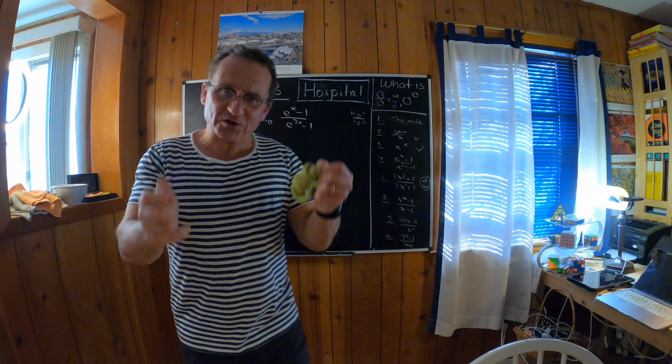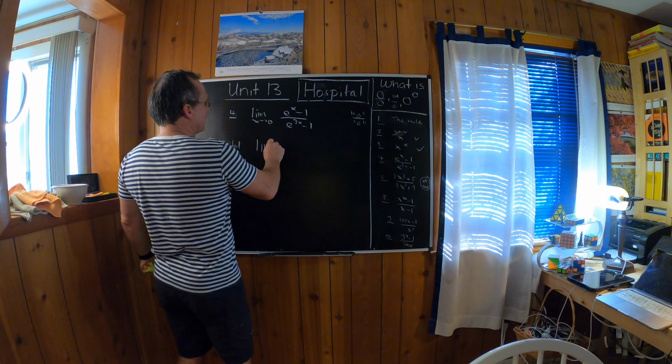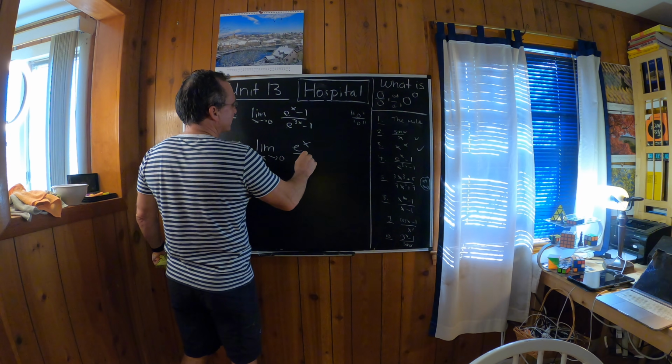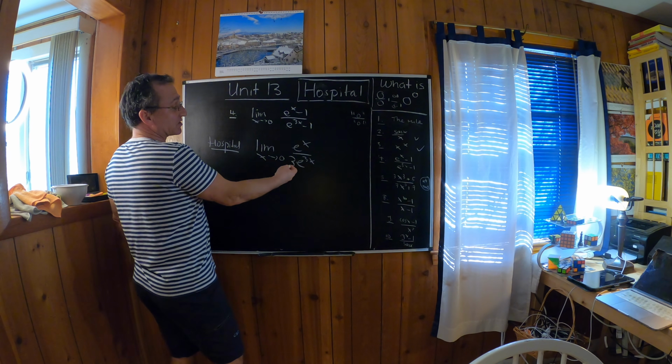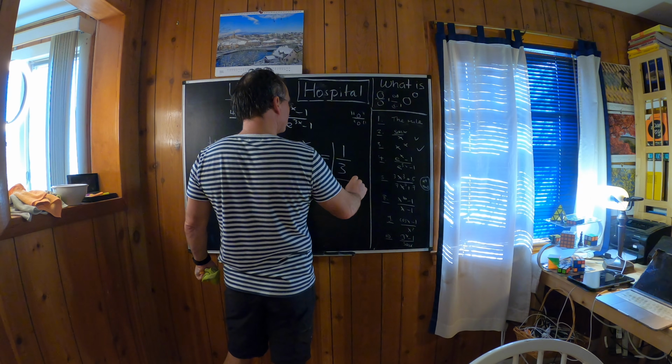It's a broken function. Bring it to the hospital. So we have this, and then we just take the derivative on both sides. So it's e to the x over e to the 3x times 3. And when x goes to 0, there's no problem now. This is equal to 1 over 3.